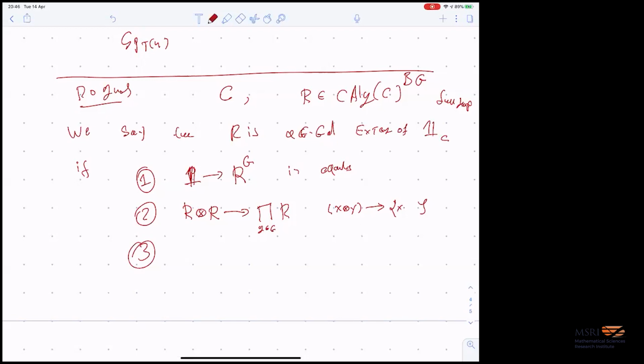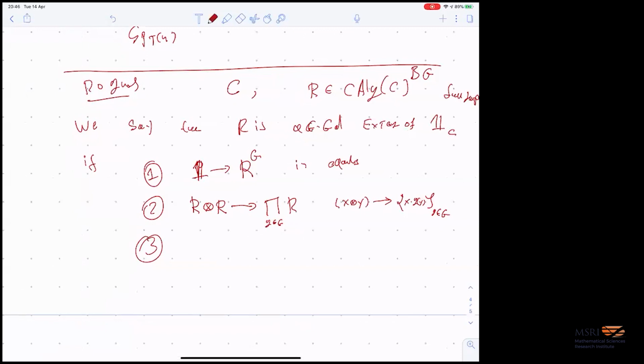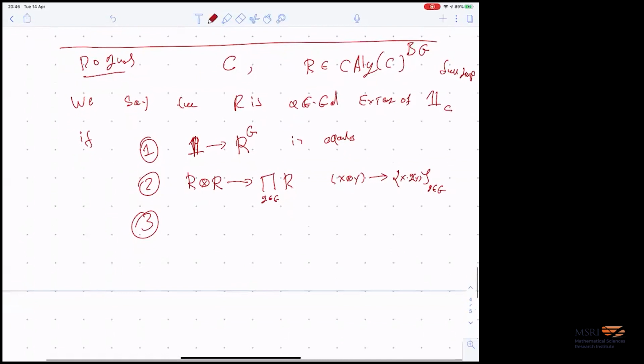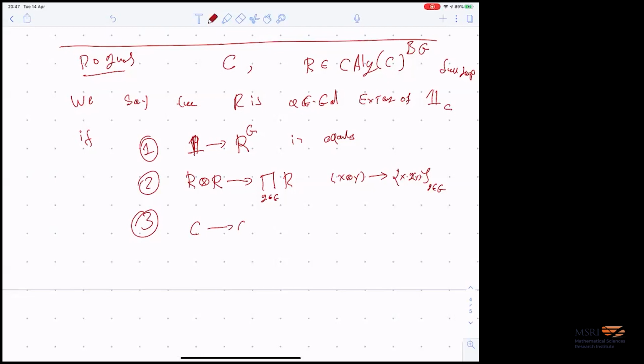So in the coordinate corresponding to the trivial element of G, I just multiply, and in other coordinates, I first apply G to my second coordinate. You can make this definition formal. And the third one is that the functor from C to C, which is tensoring with R, is conservative. So if something goes to zero, it was already zero. Rognes calls this a faithful Galois extension. I'm going to be interested in the faithful situation, so let's just call it Galois extension.